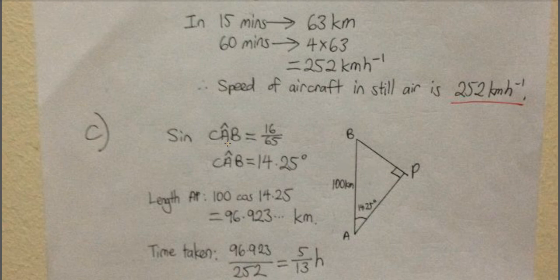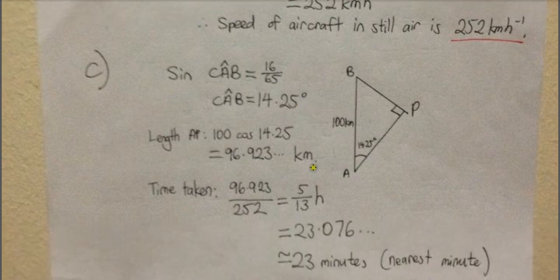So firstly, I find the angle CAB, which is the direction the aircraft actually ended up in. By using a simple trigonometry ratio, which is sine of that angle, we get 16 out of 65, which comes up to 14.25 degrees, corrected to 2 decimal places. So using that, we can find that the length of AP, with the same angle here, is 96.923 kilometers.